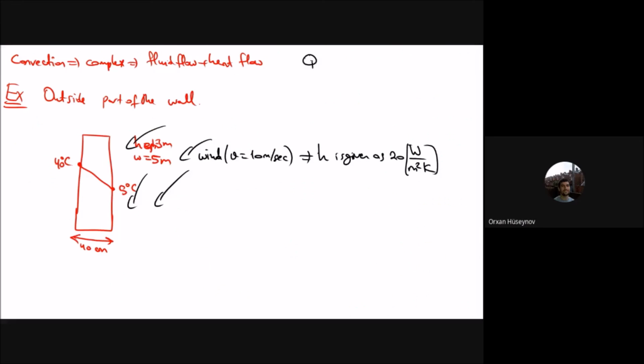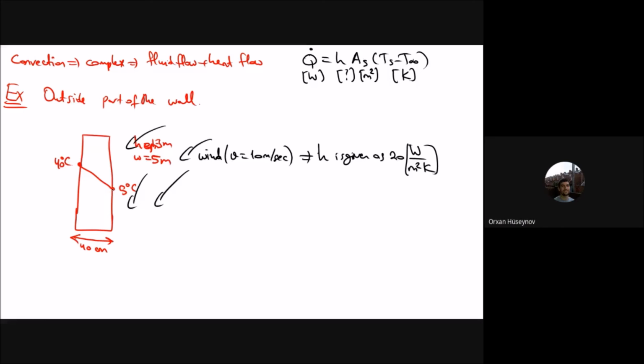If I just write the equation, Q dot is equal to H times the surface area times Ts minus T infinity. Q dot is in watts, H is unknown, the area is meter squared, and the temperature difference has the unit Kelvin. You divide it, and you will get the unit of H. H is given as 20 watts per meter squared Kelvin.